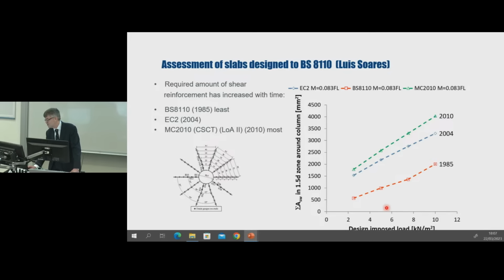So the problem is illustrated in this slide here, where I'm comparing the amount of shear reinforcement required by BS8110 1985, Eurocode 2 2004, and Model Code 2010. The large increase in required area of shear reinforcement between BS8110 and Eurocode 2 is particularly striking. And this raises the question of whether slabs designed to BS8110 are safe. And bear in mind that there must be tens of thousands of slabs that have been designed to BS8110.